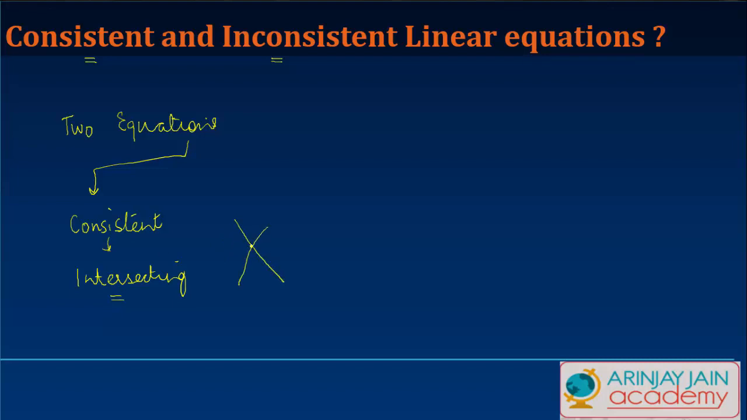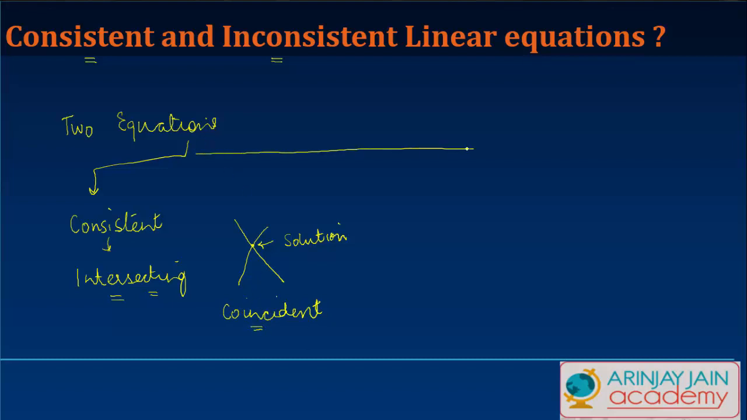these lines meet at a particular point, which is also known as the solution of these lines. So consistent equations are basically the ones which are intersecting. Similar is the case if you have coincident lines. They also intersect at some point.